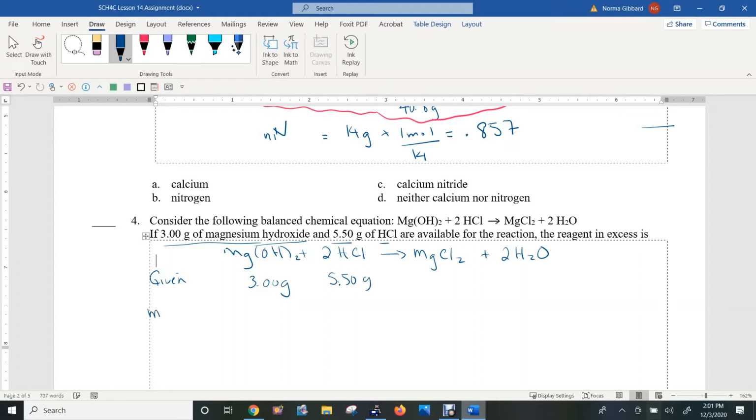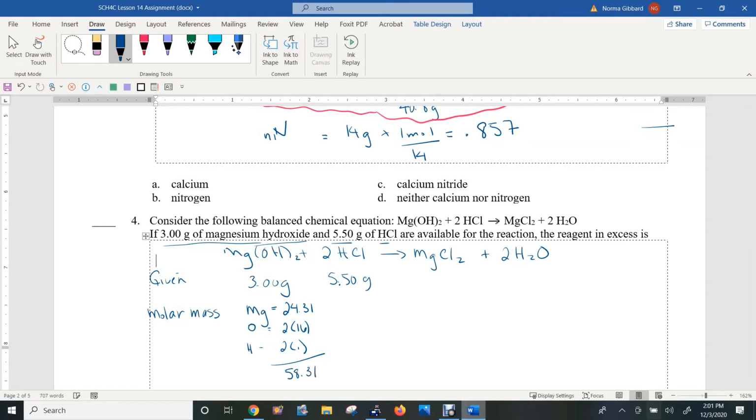Okay, now we want to find the molar mass. We have magnesium, which is 24.31. And we have oxygen, so we have 2 times 16. And H is 2 times 1. If we add this up, we get 58.31.